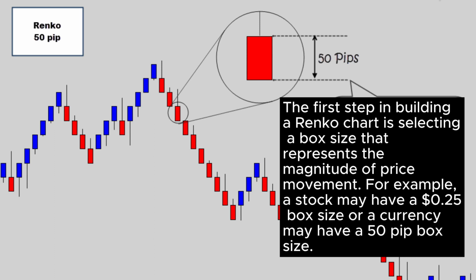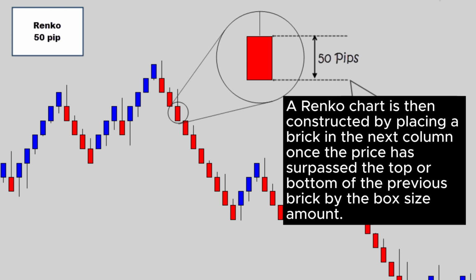The first step in building a Renko chart is selecting a box size that represents the magnitude of price movement. For example, a stock may have a 25-cent box size, or a currency may have a 50-pip box size. A Renko chart is then constructed by placing a brick in the next column once the price has surpassed the top or bottom of the previous brick by the box size amount.